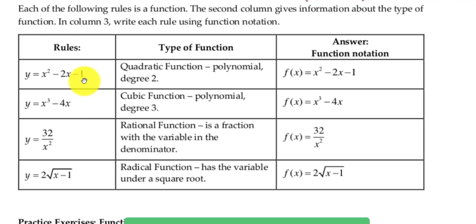they give us a couple of rules. They tell us what type of function we have here. Since I have a 2 for my power, it's called a quadratic function, degree 2. With a 3, it's called a cubic function, degree 3. If there's a variable in the denominator, we call it a rational function. And if there's a radical sign, this looks like the square root symbol, we call it a radical function. And notice the only thing they did between column 1 and 3, they replaced the y with f of x. For all of these, they replaced the y with f of x, all right?